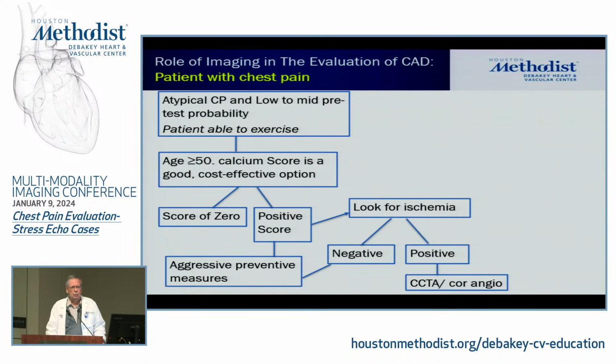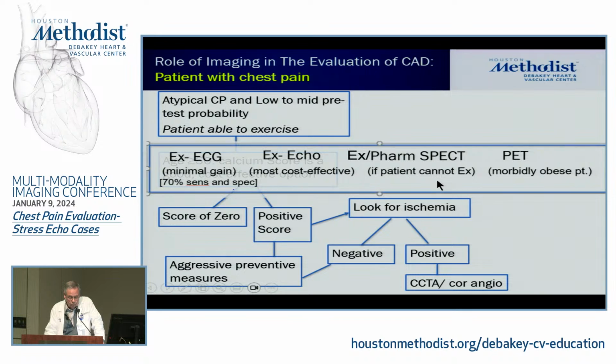They're atypical, but if you tell them you're fine, go home, they feel like you didn't do anything for them. In addition, many of them have risk factors of some kind, and therefore it's important to know: do they have any lesions? If they have a positive score and chest pain, then I do move to some sort of looking for ischemia, and again, stress echo. If they are healthy and capable of exercising, it's a very good modality. So it's the same story. This is a very cost-effective technique.